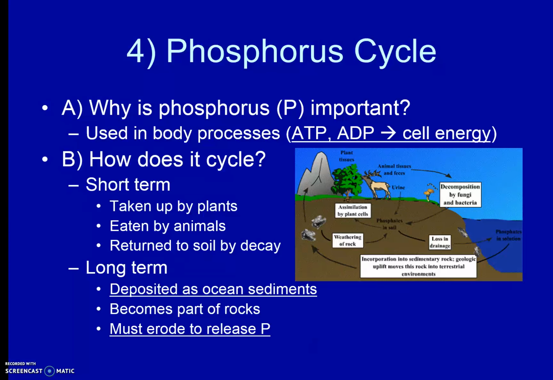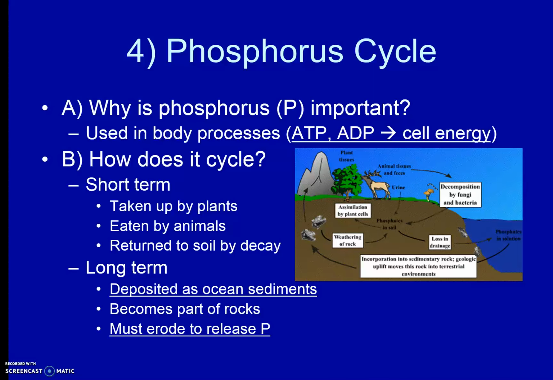Adenosine triphosphate, and then once it goes through part of the Krebs cycle, then it becomes adenosine diphosphate. How does it cycle? Same thing. Short term, when it's already broken down, it's taken up by plants, eaten by animals, and then returned to the soil by decay. Long term, it's deposited as ocean sediments, becomes parts of large rocks, and those large rocks, as you know, will wither away due to erosion.